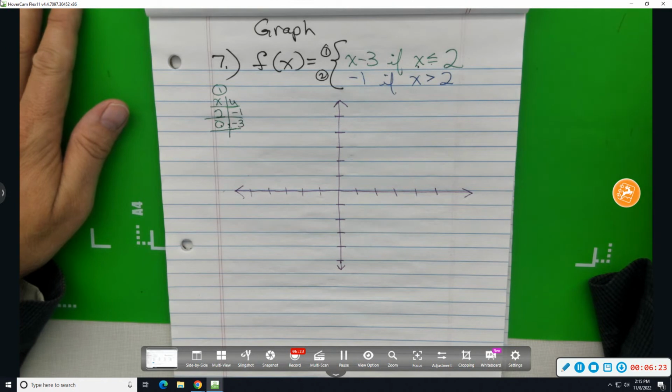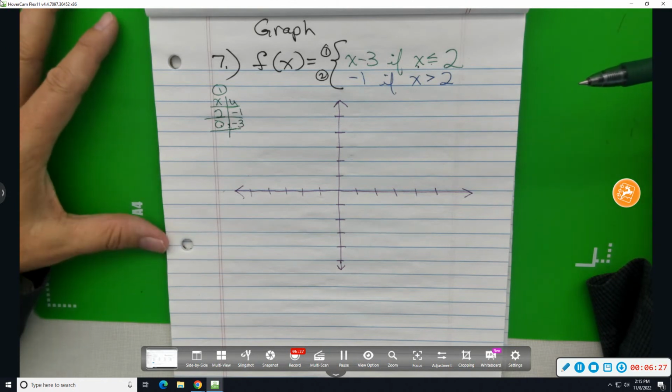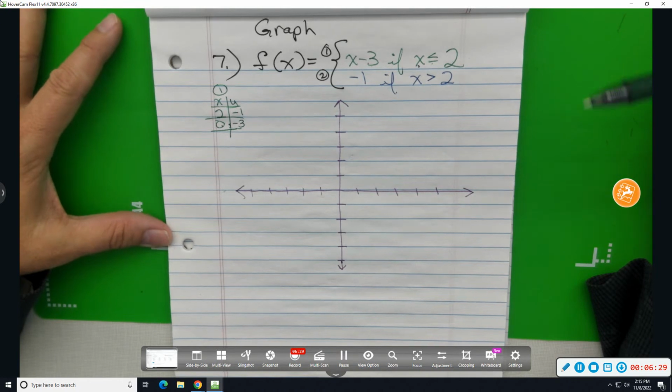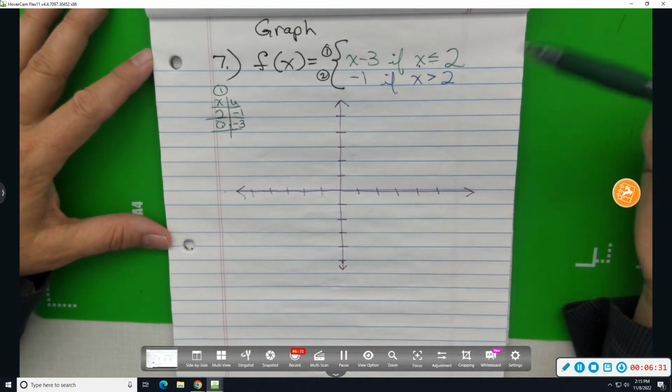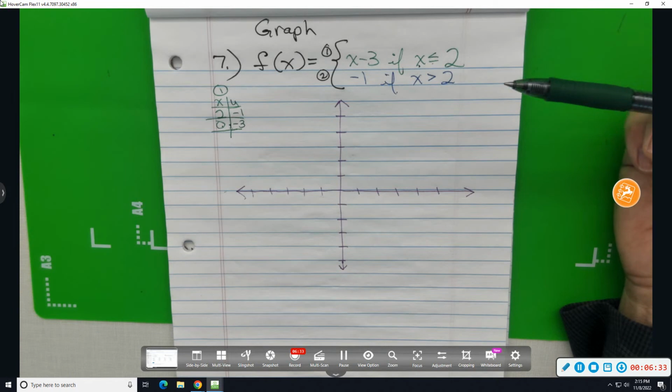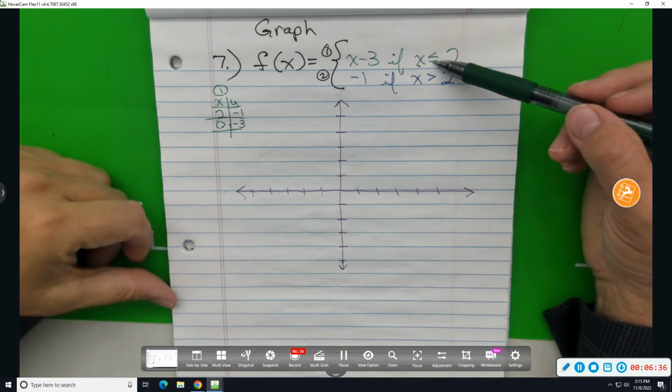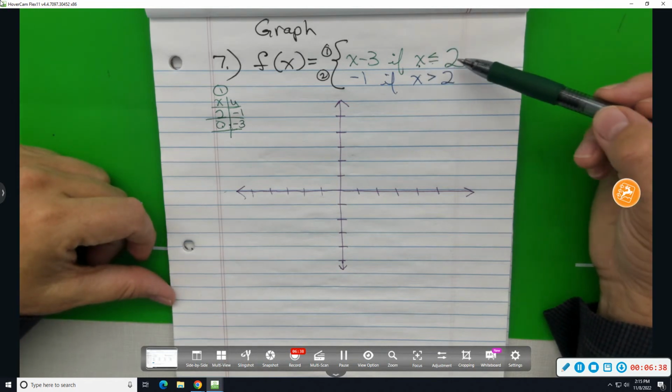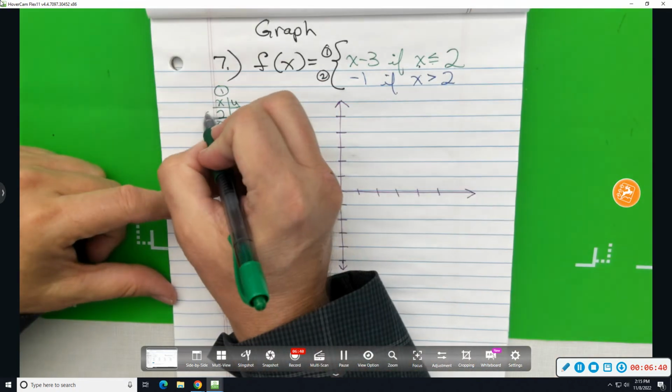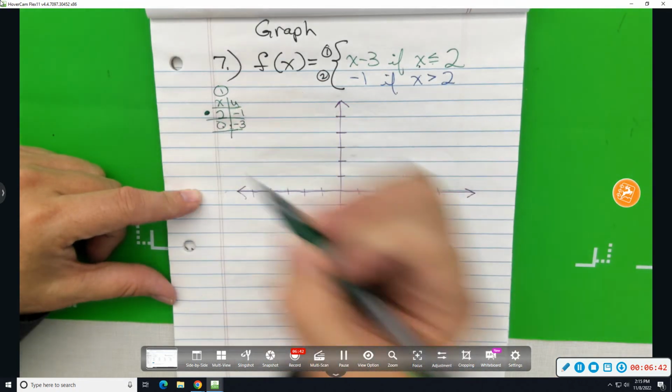For labeling these cut points, use the same rules you use for solution cut points at the beginning of the semester with the cut point method for solving inequalities. This cut point, x can equal 2, so this will be a regular closed dot.